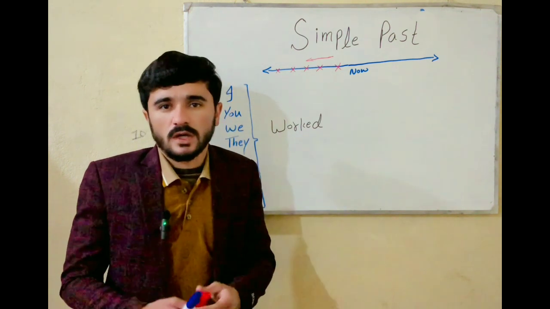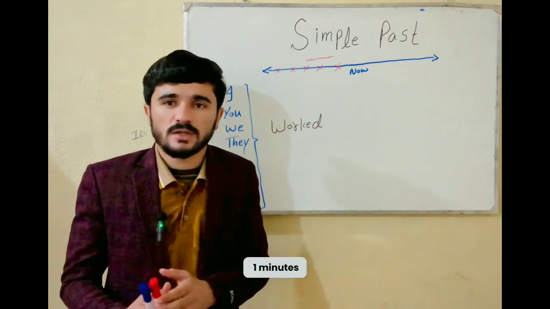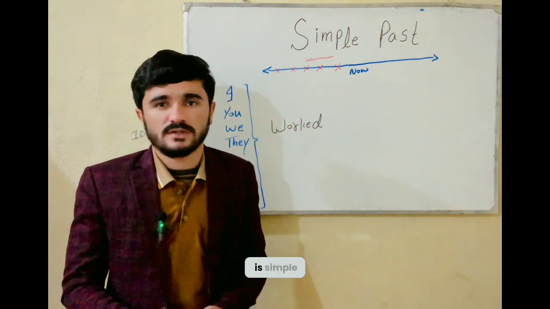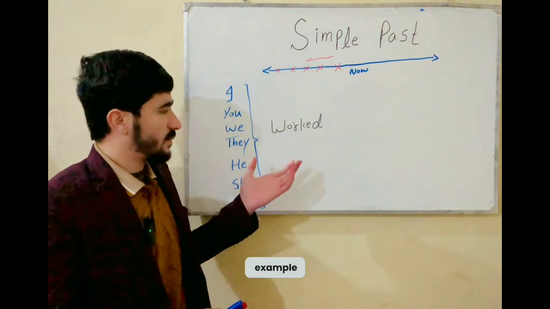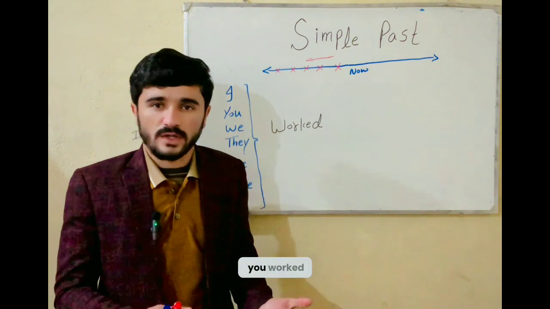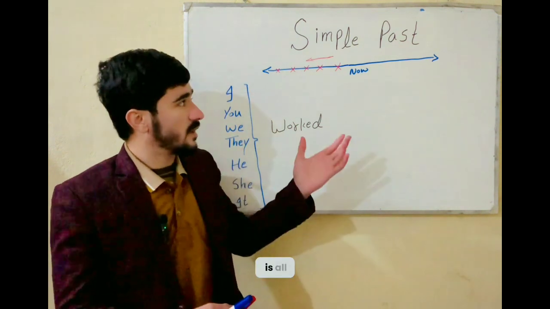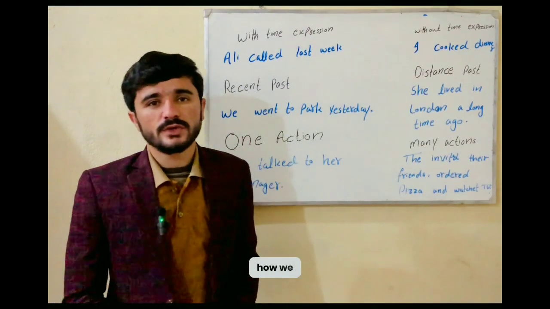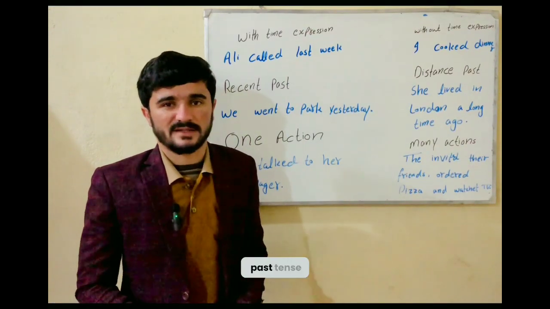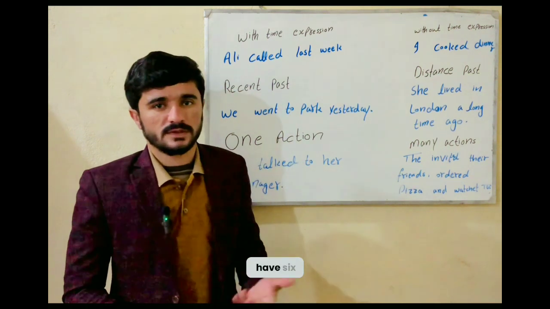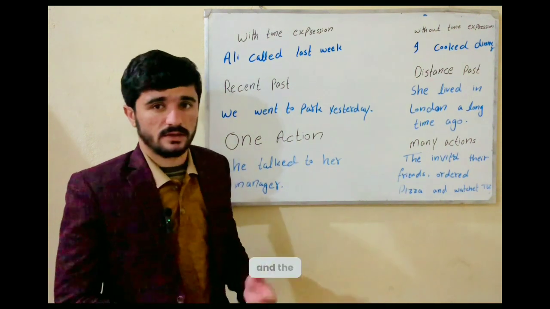If you worked before one minute and it is done, so it is simple past. For example, I worked, you worked, we worked, they worked, whatever, it is all simple past tense. So how do we use the simple past tense? We have six kinds of uses in the simple past.